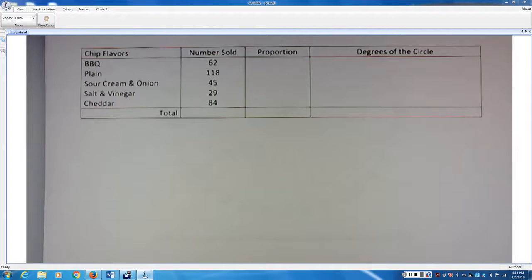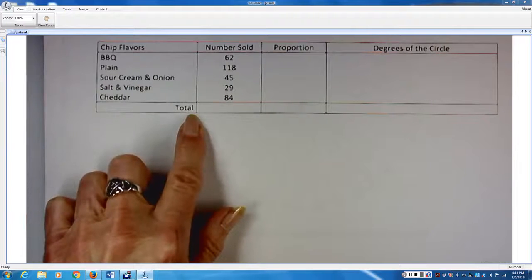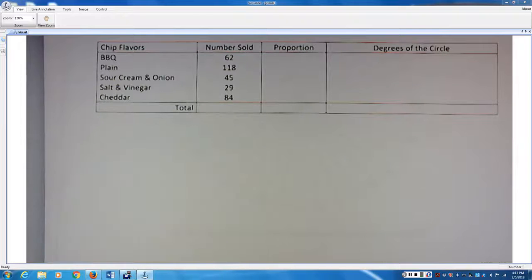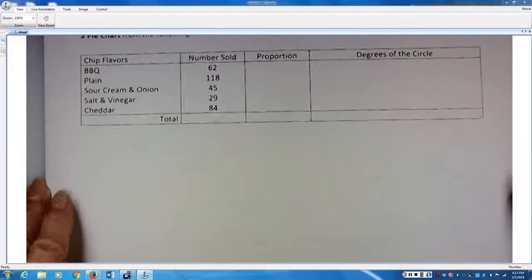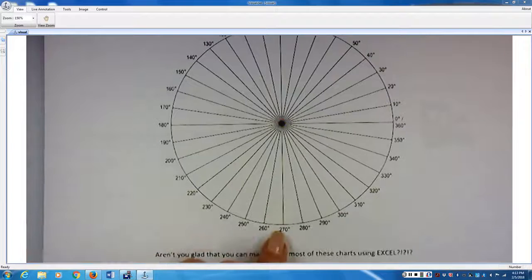This one is hard to make by hand. I'm going to convince you here that Excel is your friend, because Excel can make this in the time it takes me to type in this chart. It's going to take us a little bit longer, but the reason I'm going to go through it is to make sure you understand what actually is going on with a pie chart. We're going to make a pie chart of this. And you've got a circle labeled by degrees to make your pie chart on. So I'm going to show you how to make this if you needed to by hand.